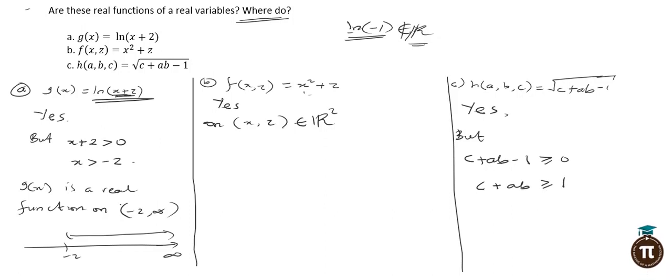So I can say that this is a real valued function on a comma b comma c, since that is the domain. It's a three variable function. It's inside R3 such that this condition must also be satisfied, such that c plus ab is greater than or equal to 1. That is what we have for these first three examples.